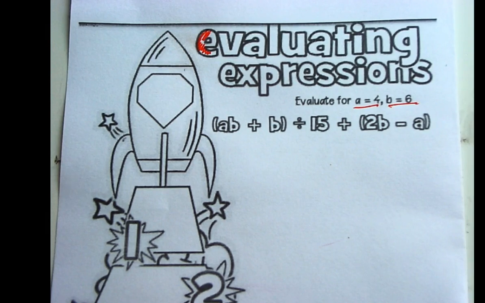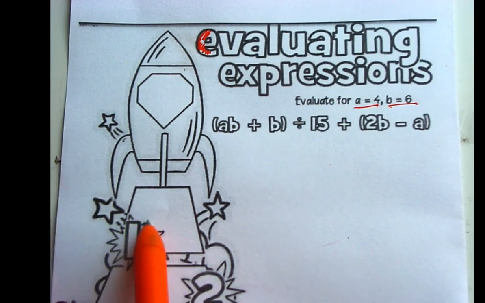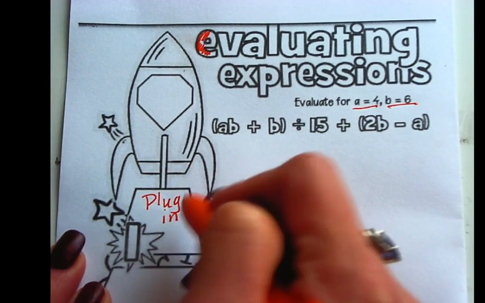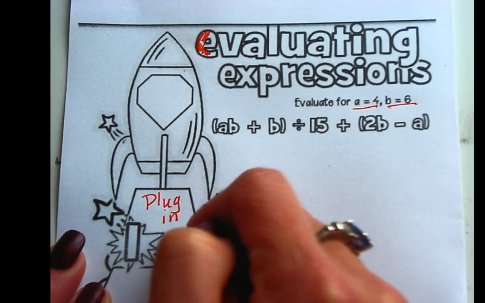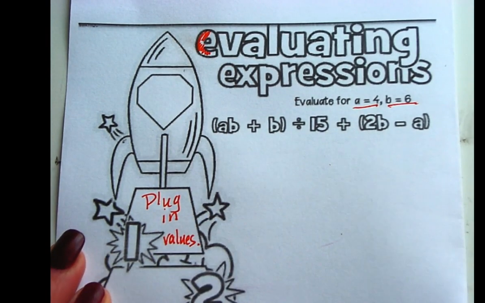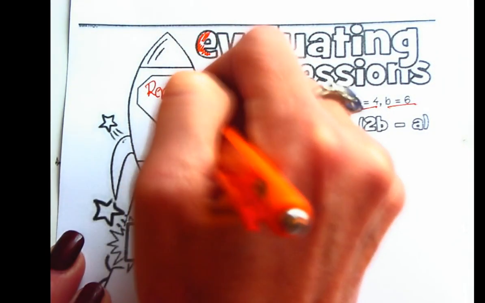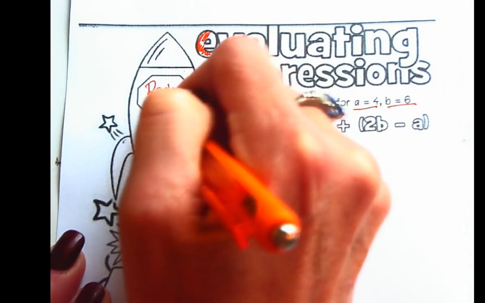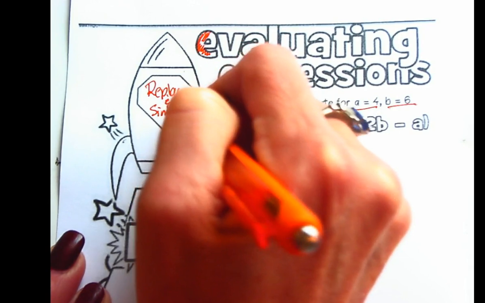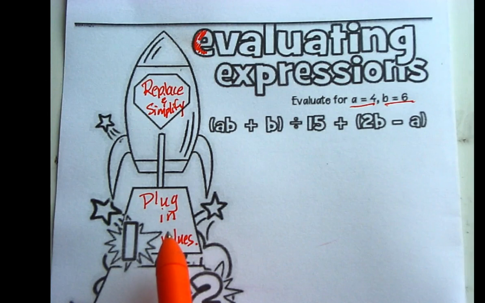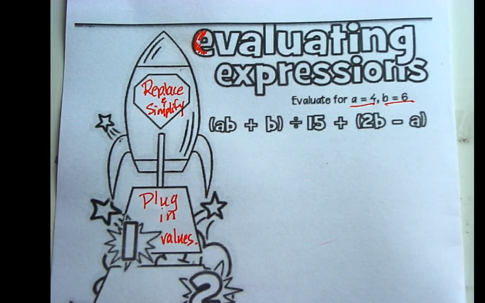So our steps when we're evaluating our expressions are going to be, step one is we are going to plug in the values. Okay, so that's our first step. Oh, and by the way, at the top, we're going to name this. What we do is we replace and simplify. So our first step is to plug in our values. And so we're going to go ahead and do that first step.